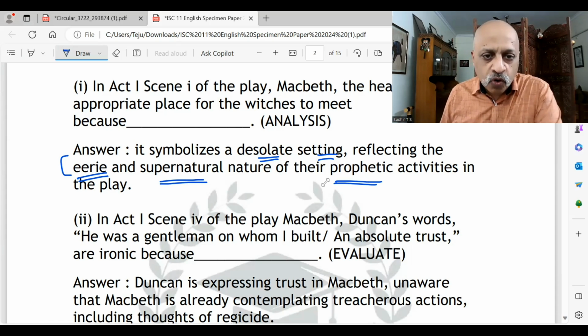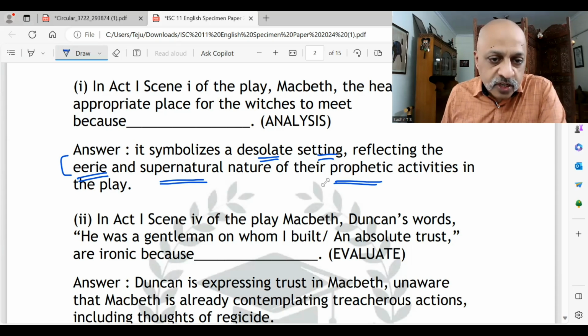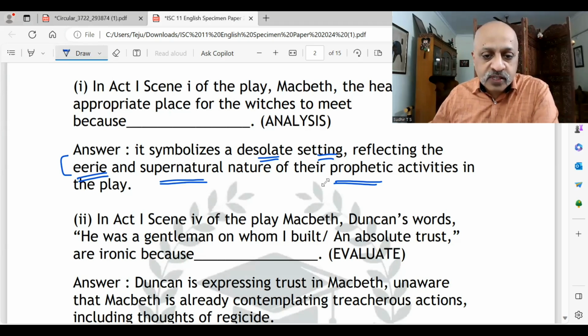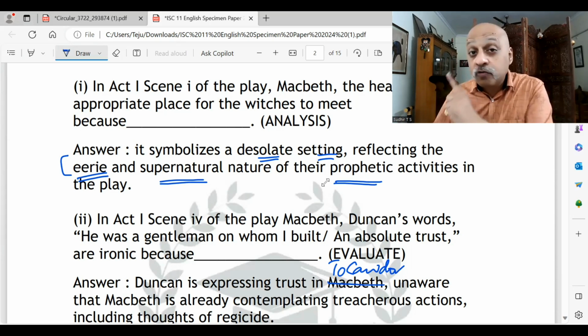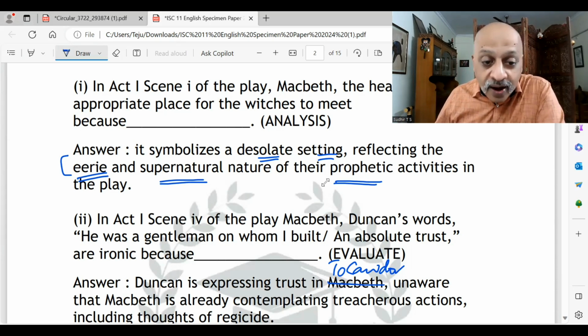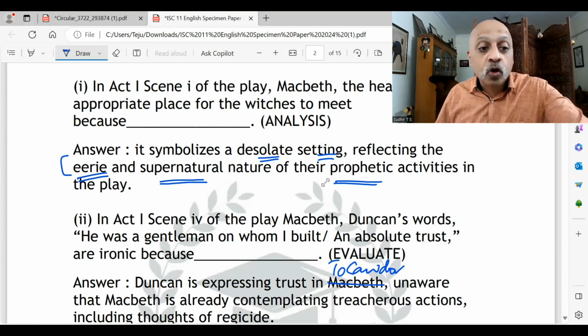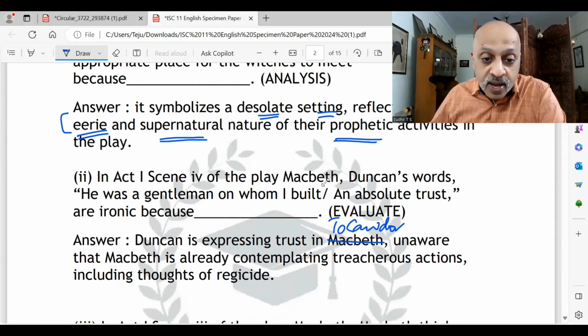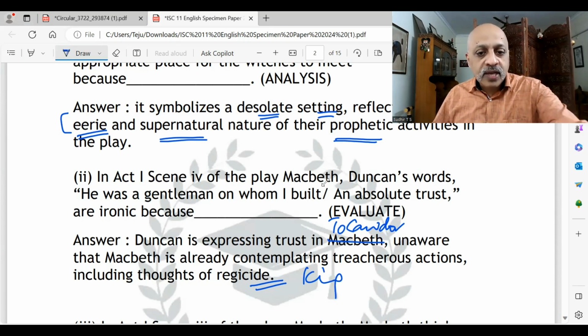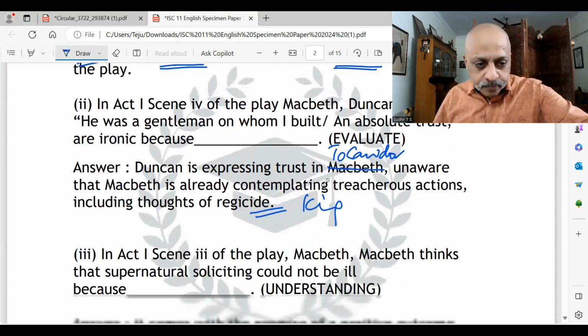In Act 1, Scene 4 of the play Macbeth, Duncan's words, 'He was a gentleman on whom I built an absolute trust,' are ironic because Duncan is expressing trust, I have written this wrong here, trust about the Thane of Cawdor. He is talking about the Thane of Cawdor, not Macbeth, unaware that Macbeth is already contemplating treacherous actions, including thoughts of regicide. You know regicide, right? It means to kill the king. So here it will be Thane of Cawdor.